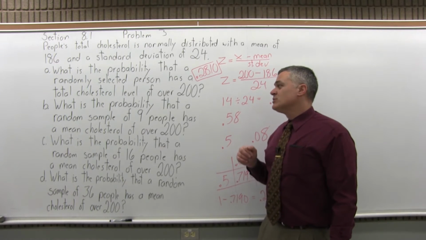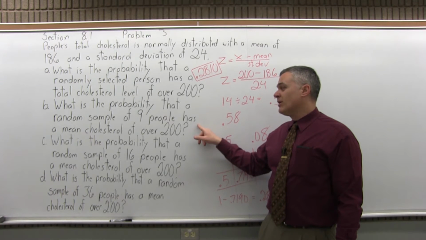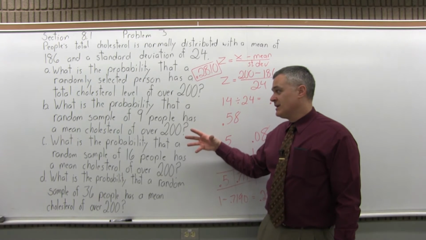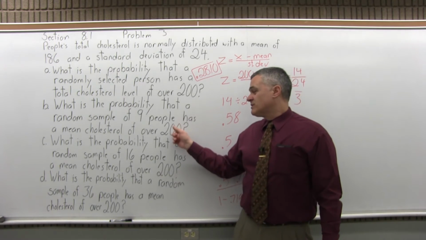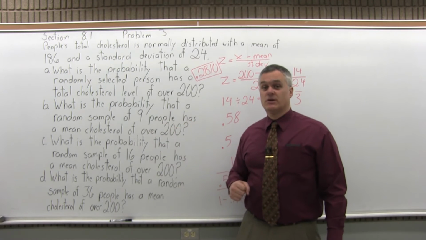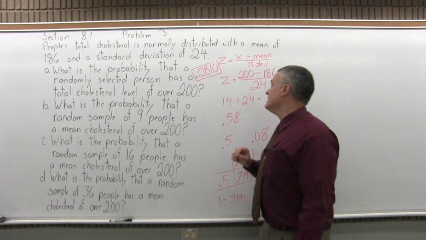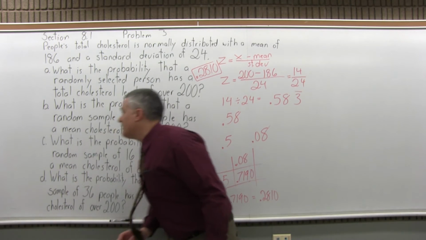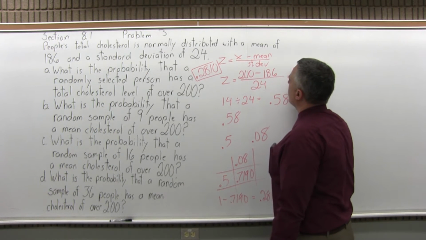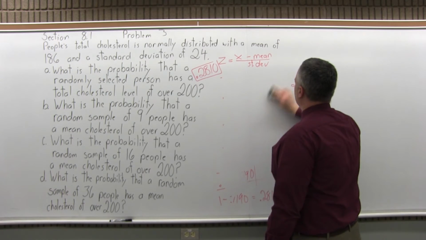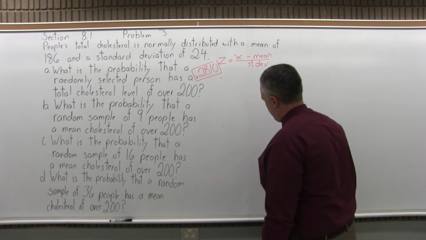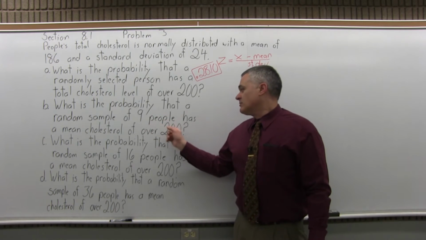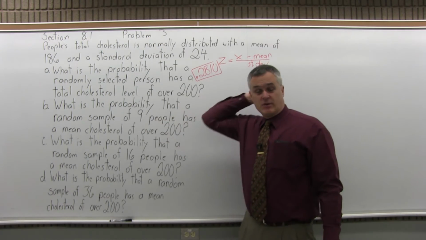So B says, what's the probability that a random sample of 9 people has a mean cholesterol of over 200. So you randomly select 9 people, find the cholesterol of all 9 averages together. What's the probability that that average of the 9 people is over 200? It's a very similar process. The difference is the denominator. I'll make a little room. And I'll start with my z-score formula. I need to find the z-score for a mean cholesterol of over 200 for a random sample of 9 people.